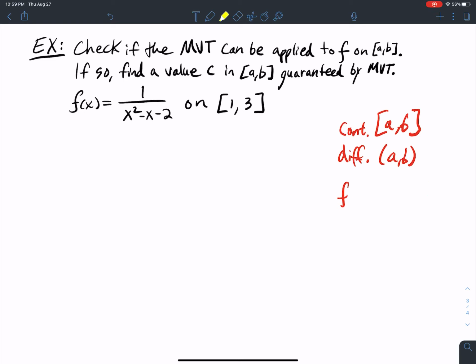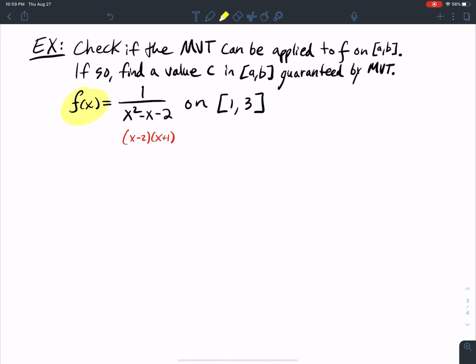So I have to first verify that f is continuous on the closed interval [a, b], and then differentiable on (a, b). To do that, I look at my function. What is my function? F of x is 1 over the denominator, which is a trinomial. This denominator factors, and as you can see, it factors to (x - 2)(x + 1).